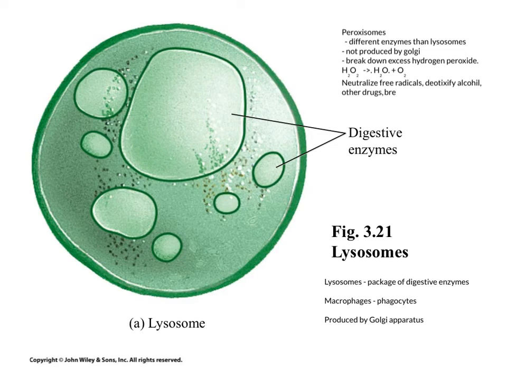Okay, so we see peroxisomes in all cells. This is found in all cells, just like everything else, but it's very abundant in kidney and liver cells. We'll see more of these peroxisomes in those specific types of cells.